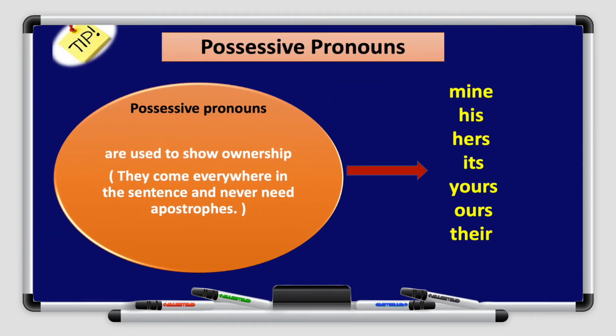What about the possessive pronouns? They are used to show the ownership. They come everywhere in the sentence and never need apostrophe. The possessive pronouns are mine, his, hers, its, yours, ours, and theirs.